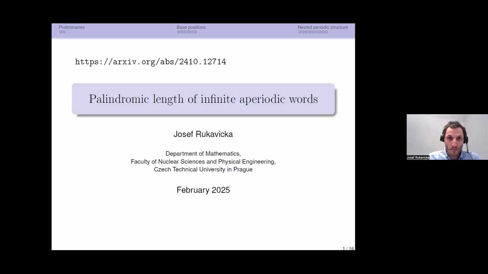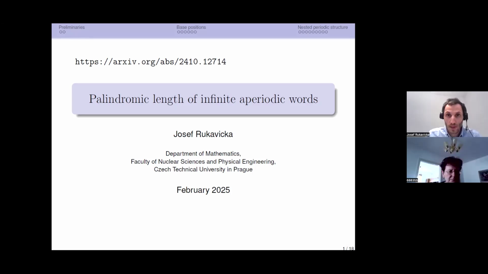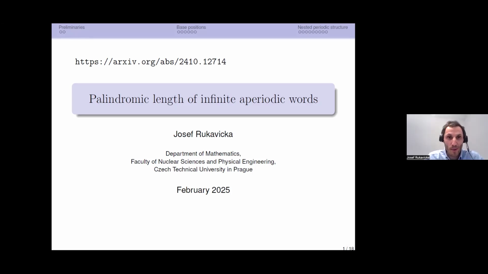I will start as usual with a couple of definitions. For those of you who don't know palindromic lengths: of course, palindromic length of infinite words is not defined, so the name of the paper can be a bit misleading, but I will clarify this on the next slides.